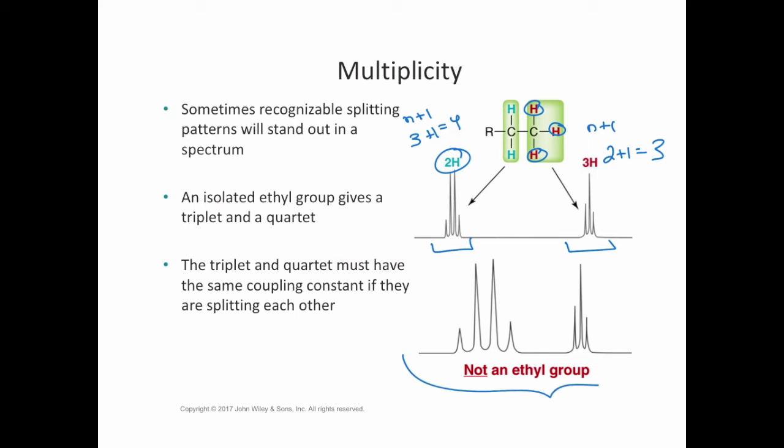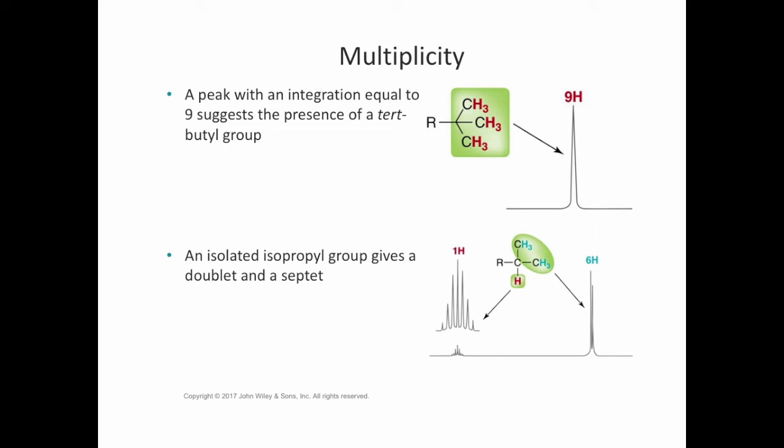So if we look at this, you may be tempted to think it's an ethyl group, but notice the spaces between the peaks, they're definitely not the same. So it can't actually be due to an ethyl group where the protons are splitting each other. If you see a singlet with an integration equal to 9, that suggests the presence of a tert-butyl group, because all of those hydrogens in red are chemically equivalent to one another and they aren't coupled to any neighboring protons.